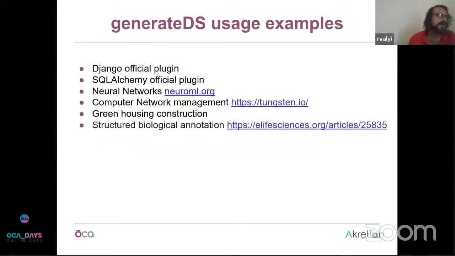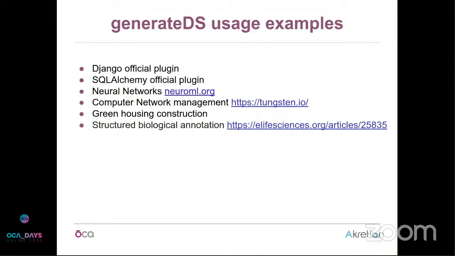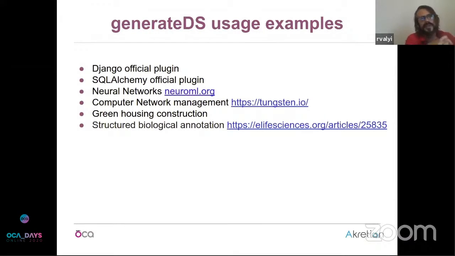So where is it used, the Generate.js? There is a Django official plugin, so people use XML dialects to make Django models. They do it for SQLAlchemy. There are neural network projects, computer management, greenhouse construction, structural biological annotation. So in fact, in every field where you have advanced XML dialects, it can be used. Okay.